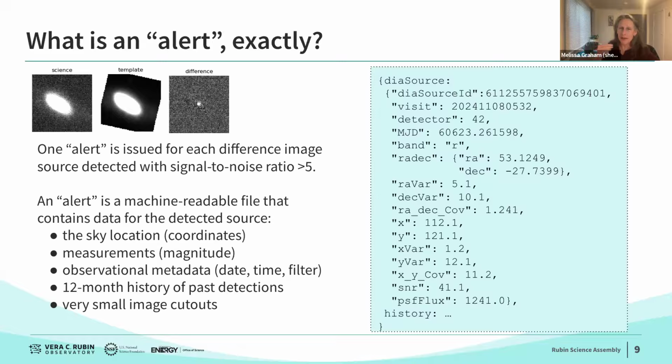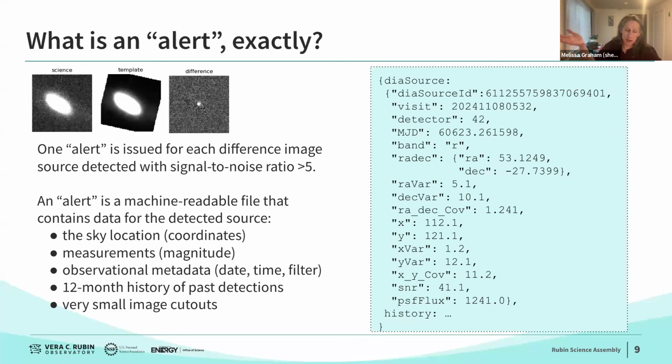The alert itself is basically just a machine readable file, an ASCII file, for example, that contains data for the detected source. So it contains the sky location, like the sky coordinates. It has measurements: the magnitude, the shape, all that kind of stuff. Observational metadata: the date, the time, the filter for the source that was detected. Alert packets will eventually come with a 12-month history of past detections, and these very small image cutouts, the detection triplet, come with it. It's JSON format, I think, and this is just sort of an example of what it would look like.